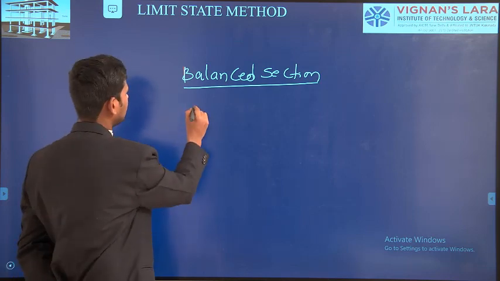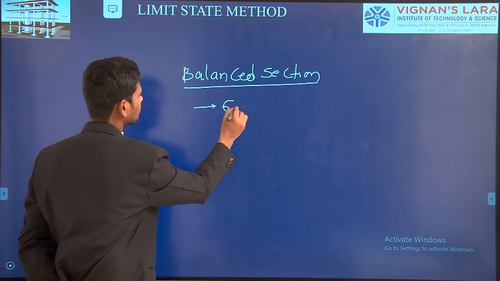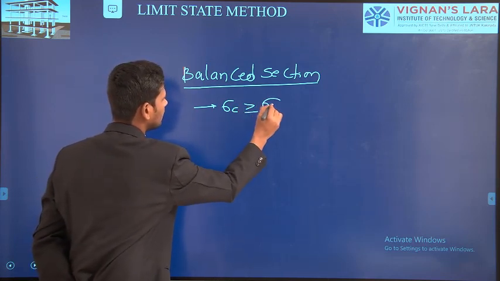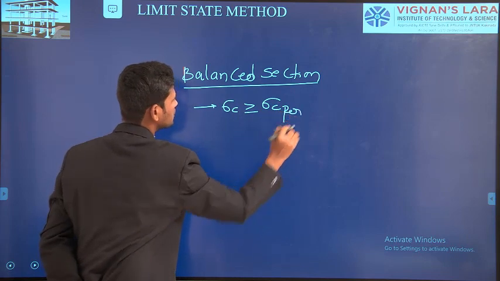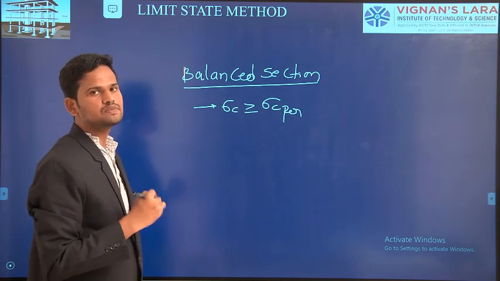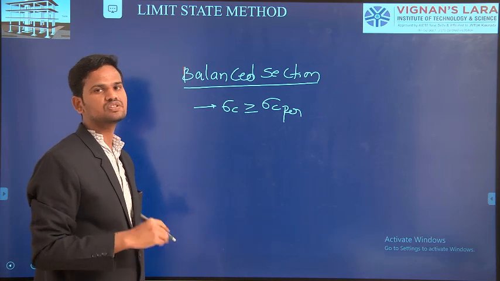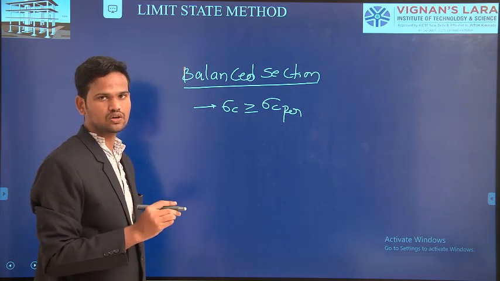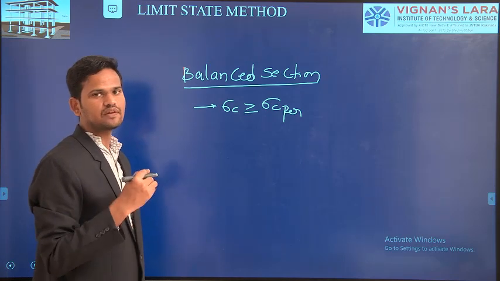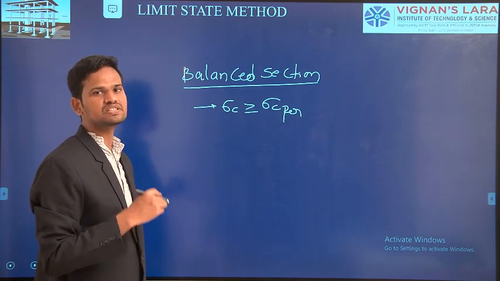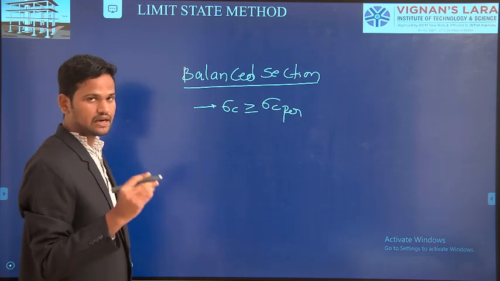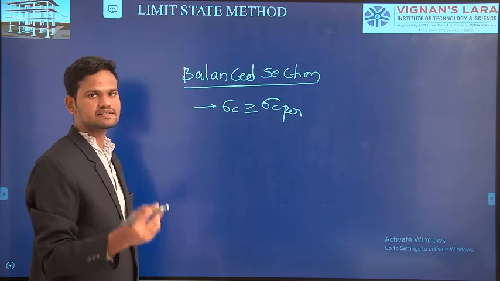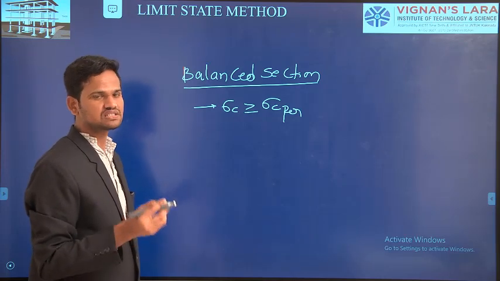First I will write here the compressive stresses. What you are getting will be greater than or equal to the compressive stresses of the permissible concrete. The permissible stresses of concrete and the permissible stresses of steel, we are taking from the IS 456 2000 code book. For different grades of concrete, the permissible stresses may vary. Already we have discussed the characteristic design strength. Based on those concepts, we will take the permissible stresses.